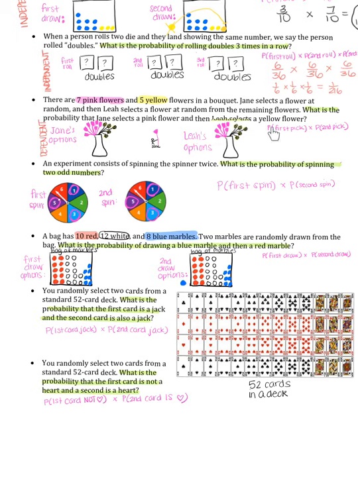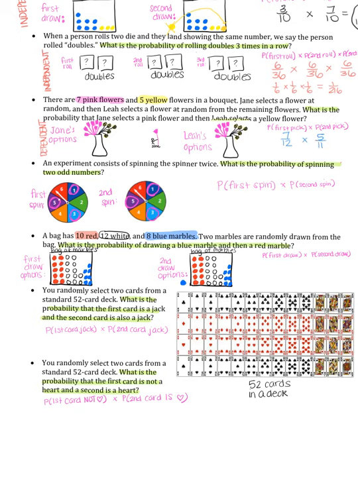The probability of the first pick for Jane of getting a pink flower would be 7 pink flowers out of 12 total flowers. 7 out of 12. The probability for Leah to choose a yellow flower would be a total of 5 yellow flowers. And note the total number of flowers is no longer 12. Now it is 11. So 5 out of 11.